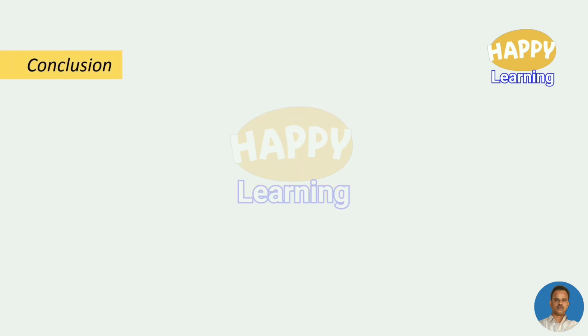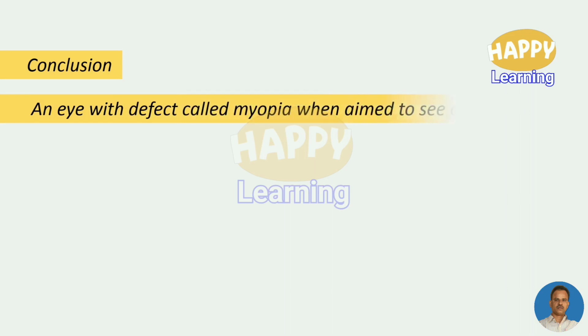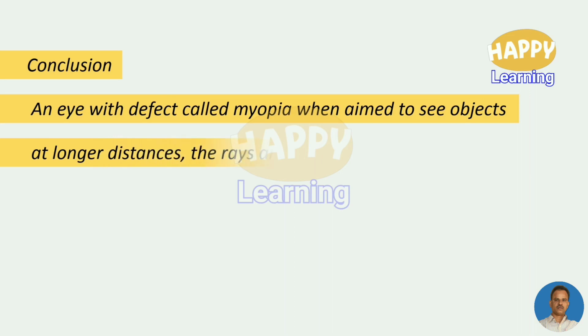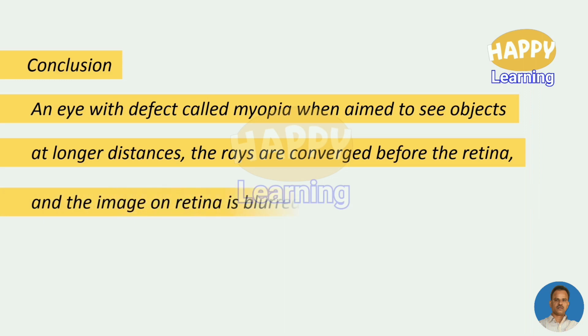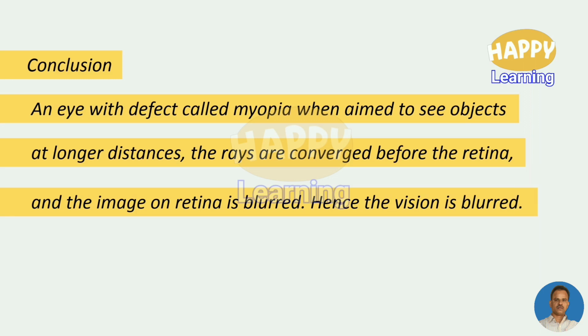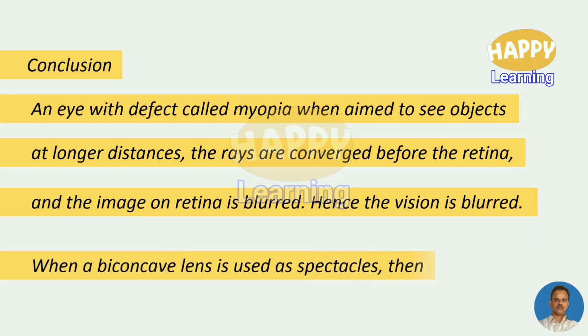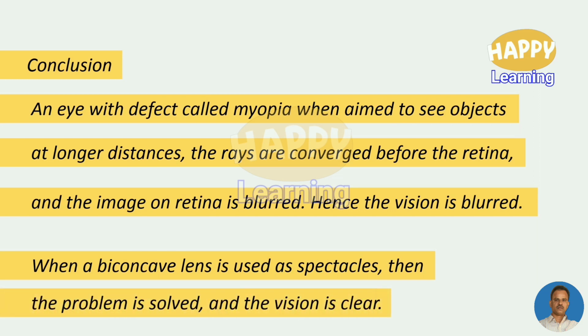Conclusion. Any eye with the defect called myopia, when aimed to see objects at longer distances, the rays are converged before the retina and the image on the retina is blurred, hence the vision is blurred. When a biconcave lens is used as spectacles, then the problem is solved and the vision is clear.